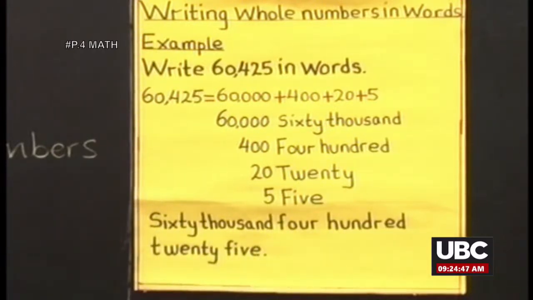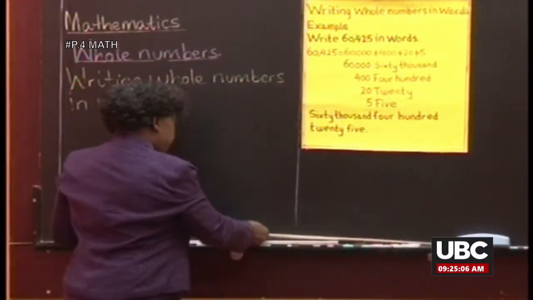60,425. I hear some children say "and". We don't have "and". Don't write the word "and" there. Don't include the word "and". Just say 60,425. Let's look at another example.